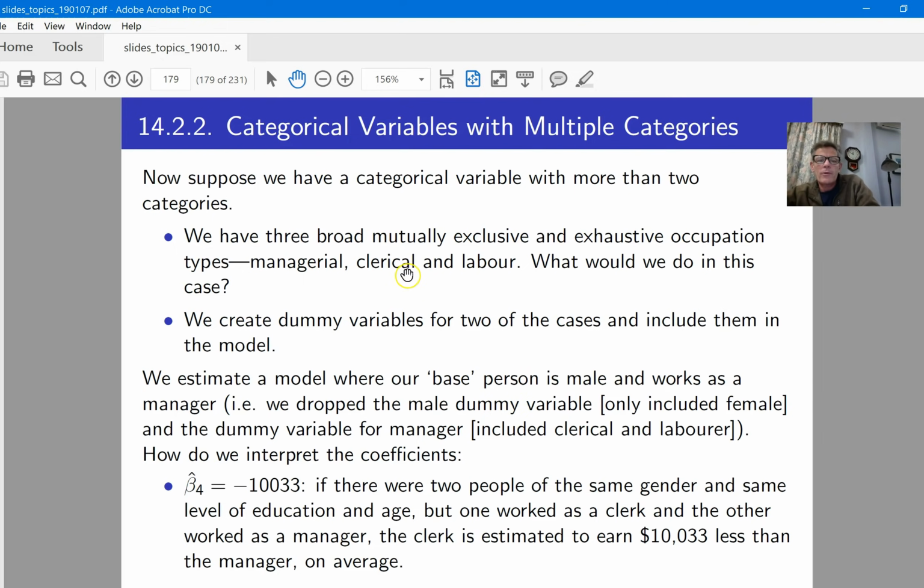They will not be a clerical worker and not a labourer. So the clerical will have a value of 0 and the labourer will have a value of 0. If they're a clerical worker, then the clerical will have a value 1 and labourer will be 0. If they're a labourer, it'll be a 0 and a 1. So you've got 3 categories, and you can represent those 3 categories by either a 0 and a 0, or a 1 and a 0, or a 0 and a 1. So you only need 2 variables to capture 3 categories. Okay, so that's kind of the mathematical reason why we can do that.